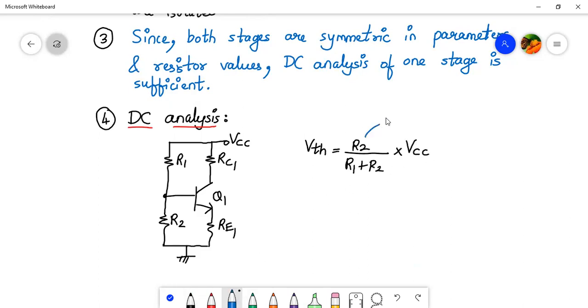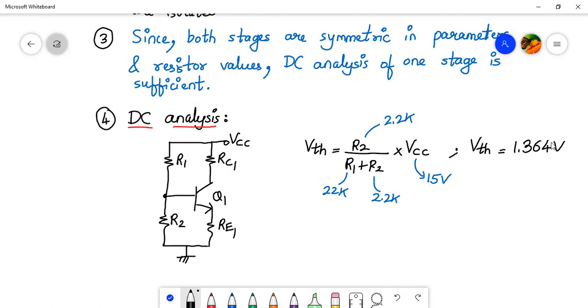What are the values? R1 is 22K, R2 is 2.2K, and I think the VCC value is given as 15 volt. Plug in the values in the calculator and you will get VTH equal to 1.364 volt. So that's the value you get of VTH. I'm marking it over here, highlighting it. So we got the value of VTH.